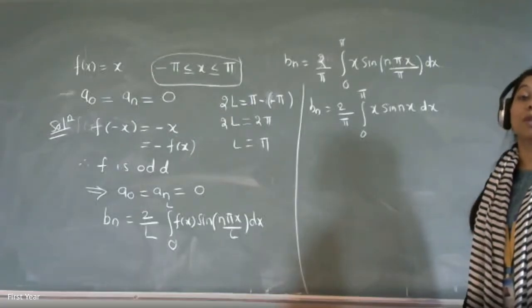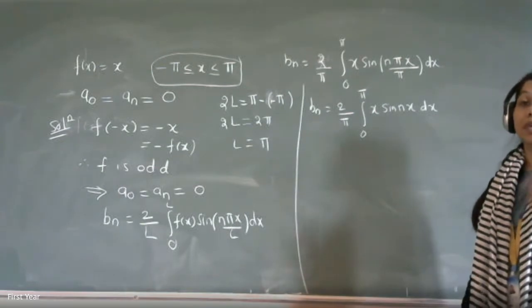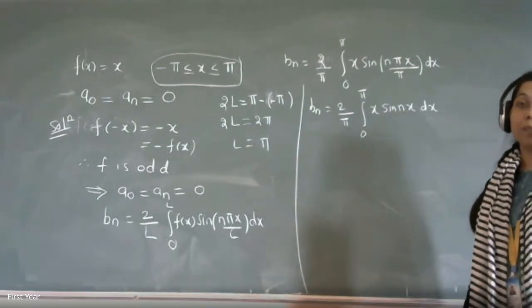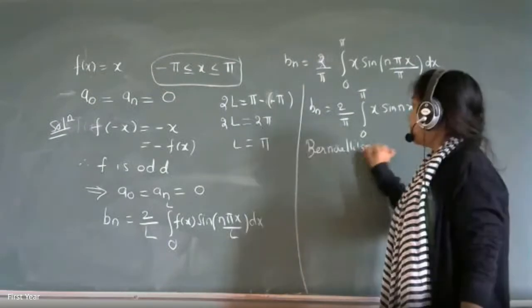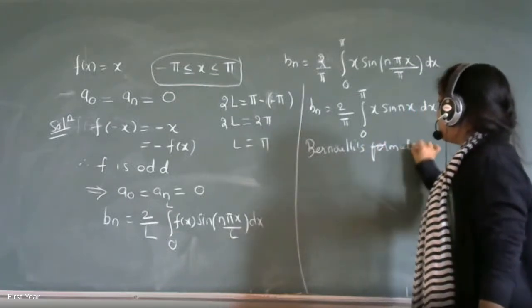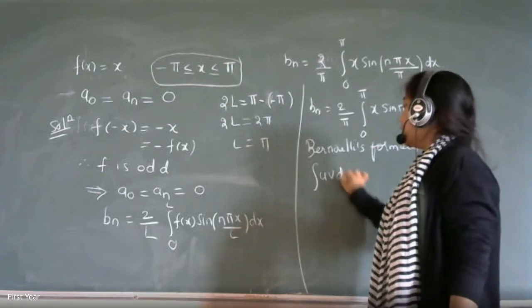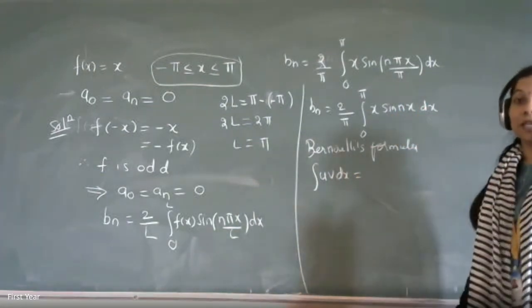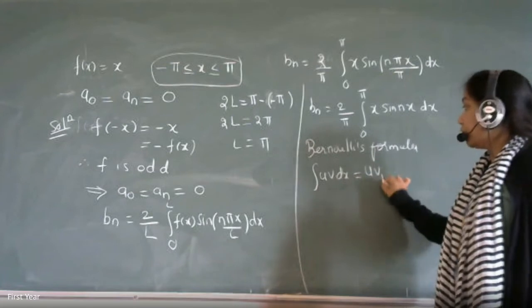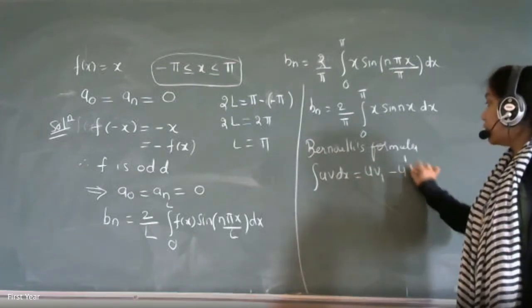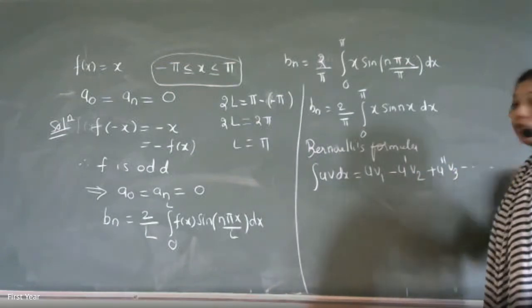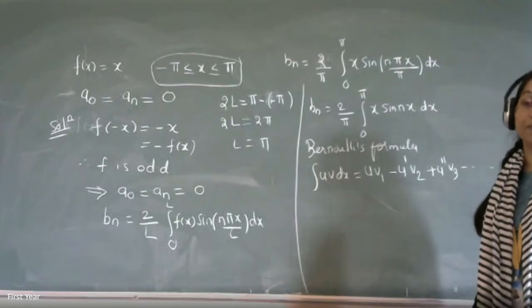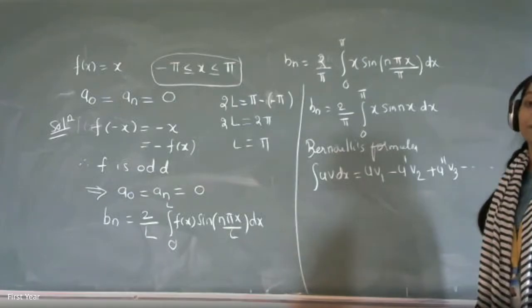So now what do we have to use? We have to use Bernoulli's formula for the product rule, integration of u into v. Do you remember what Bernoulli's formula is? Bernoulli's formula for integration of u v dx. I'll revise it. It is nothing but u into integration of v, minus u dash into second integration of v, plus u double dash into third integration of v, and so on. Do you remember this formula?